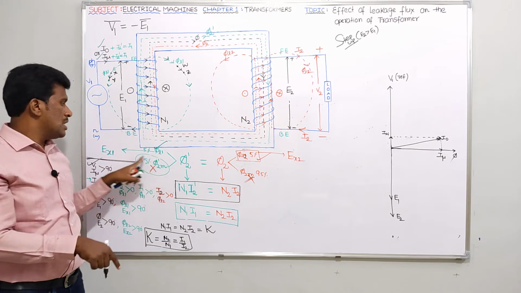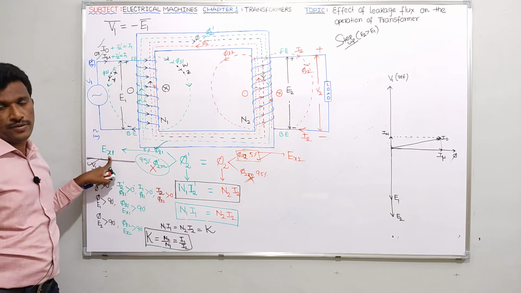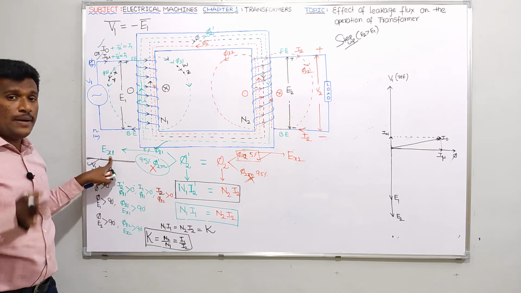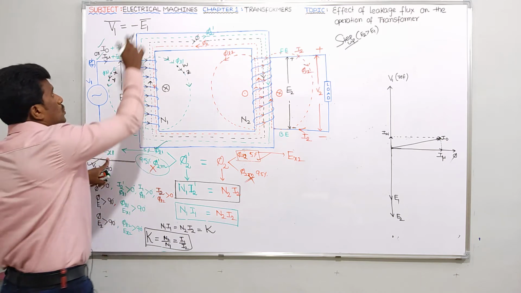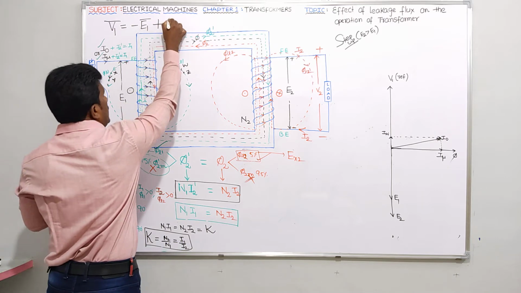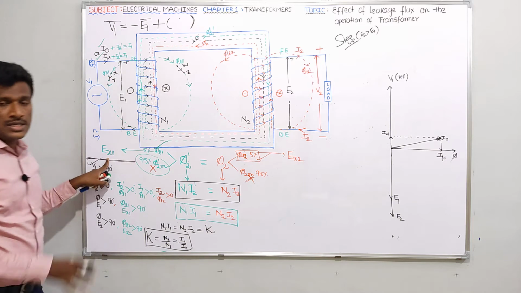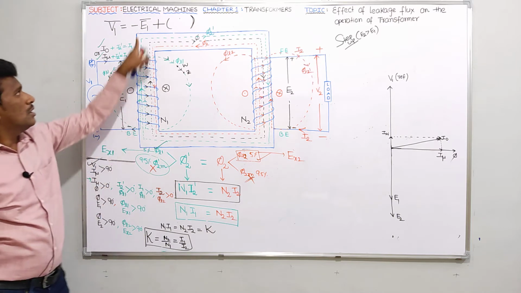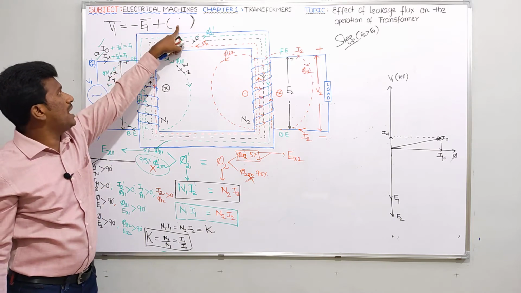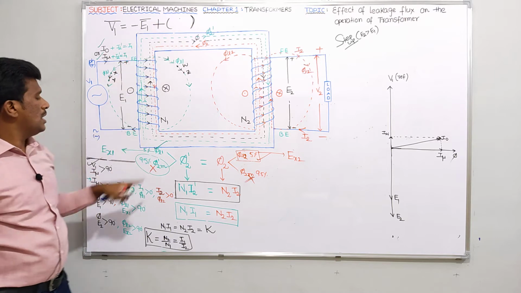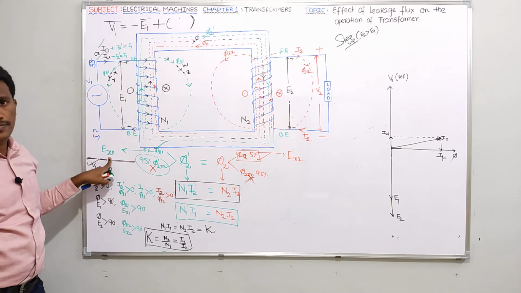Because of that leakage flux, Ex1 is the useless EMF. Is it clear? If you want to compensate this Ex1 to this minus E1 vector, I need to add something here. So something should be there. Something should be added to minus E1. Then only I can compensate this Ex1.